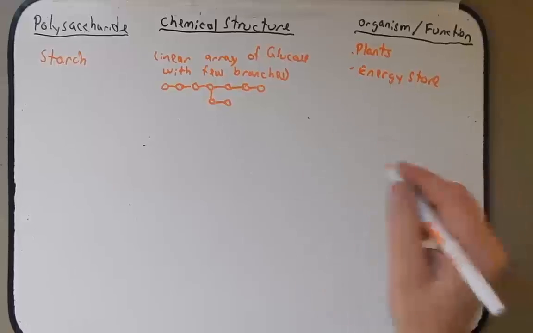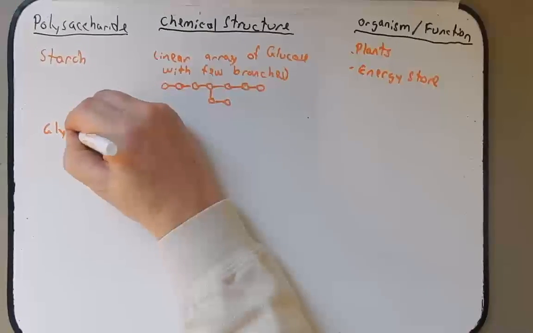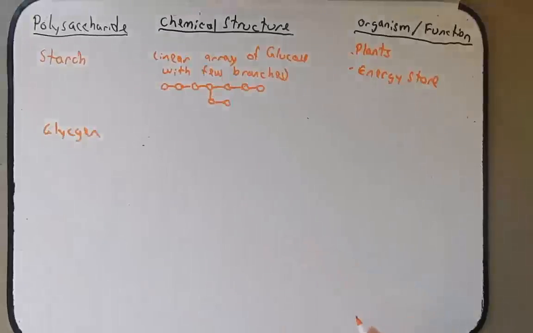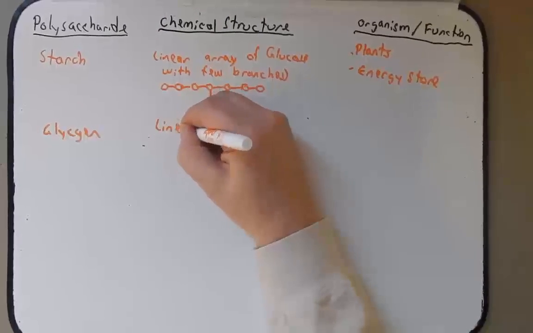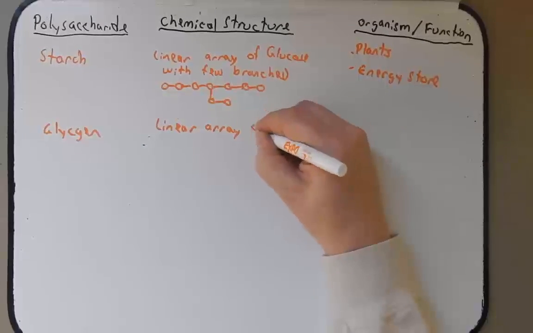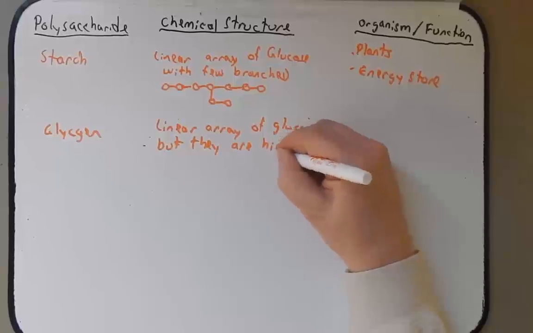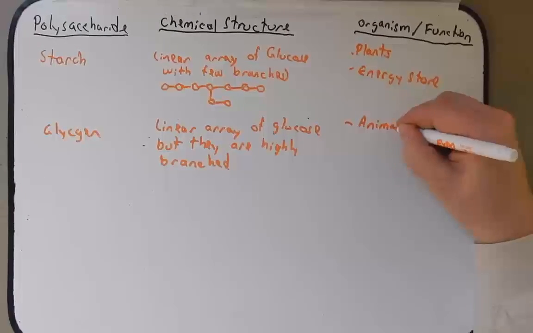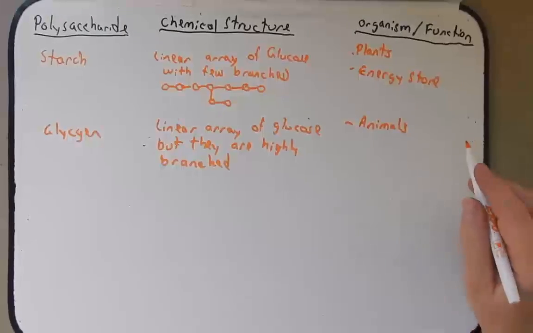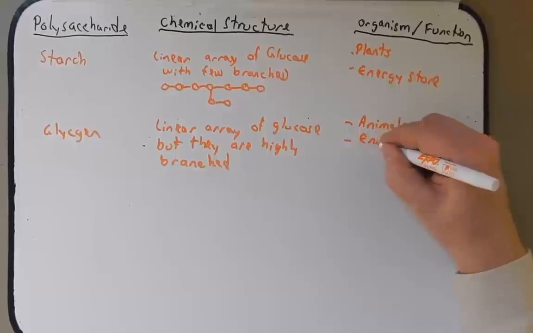All right, the next one I want to talk about is glycogen. I'm going to keep this also in orange because starches and glycogens share a lot of features. They're also a linear array of glucose molecules, but they are highly branched. These are found in animals. And just like plants use starch as an energy store, animals use glycogen as an energy store.